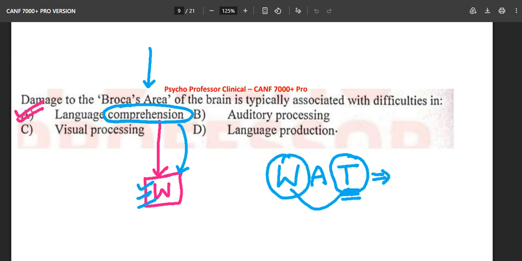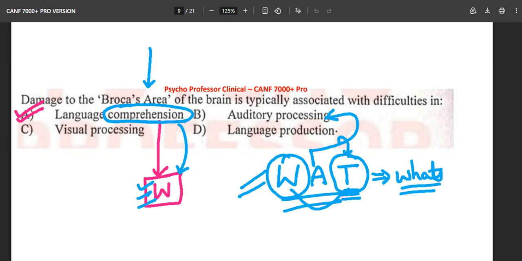What is the mnemonic for that? The mnemonic for this is WhatsApp. You will just remember WhatsApp, Wernicke's area, auditory processing. This thing is also happening where? In the temporal lobe. And option A would be the correct answer if they had asked about Wernicke's area in this particular question, but they are asking about Broca's area, so you will mark option D as the correct option.